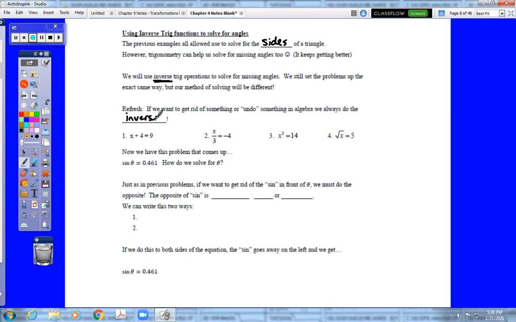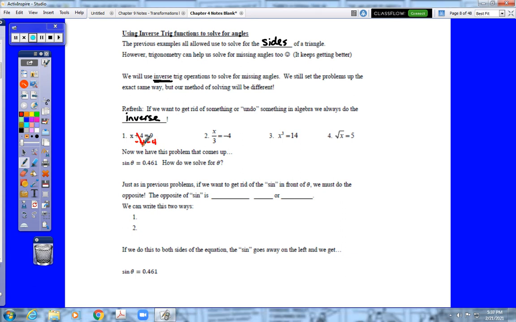For instance, here's 4 quick examples. In number 1, if we have x plus 4 and we want x by itself, the opposite of addition is subtraction. On number 2, we have x divided by 3. The opposite of division is multiplication. In number 3, we have x to the third power equals 14. If we want x by itself, we take the cube root. So x is the cube root of 14. And in number 4, if we have the square root of x equals 5, we can get rid of square roots by using exponents. So x would equal 25. Okay, we've been doing this all along.